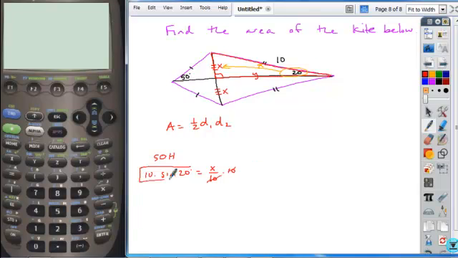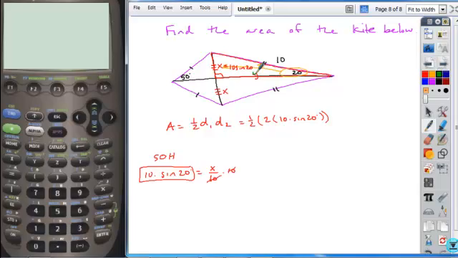So here is our measure for x. X is 10 times the sine of 20. Now, since this x is the same thing, we can actually fill in the first part of our area formula. The diagonal one is simply going to be 2 times 10 times the sine of 20 degrees. So there is our d1. We can plug that whole value in because we know that those two pieces are equal. Y is a little different.